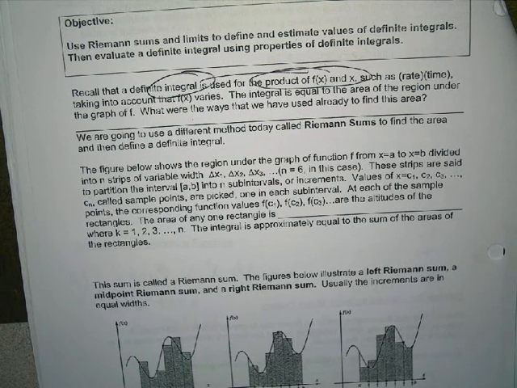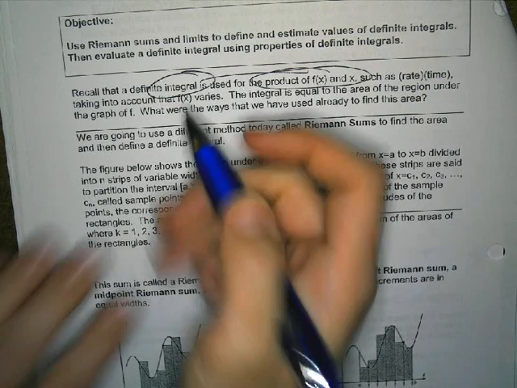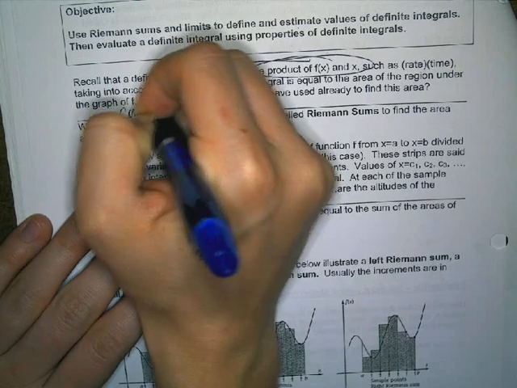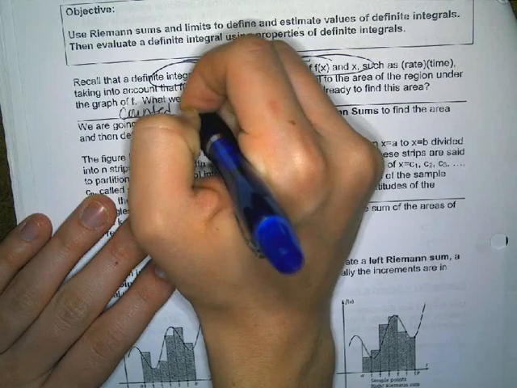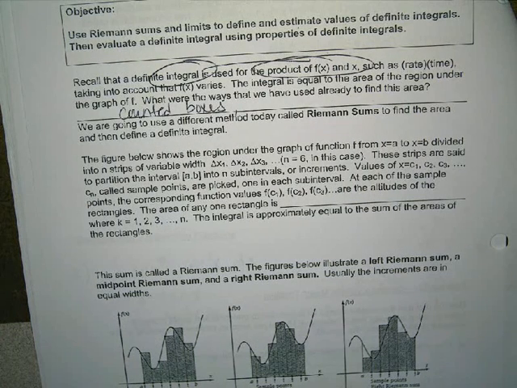The integral is equal to the area of the region underneath the graph of whatever function you're looking at. And the ways that we've used already to find this area, one of them you did today, which, I mean, very, very rough estimate is counting boxes. And then what was the other rule that we've already learned how to find this area? Trap rule.